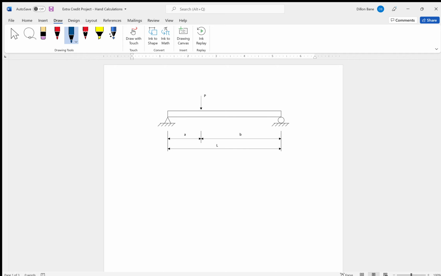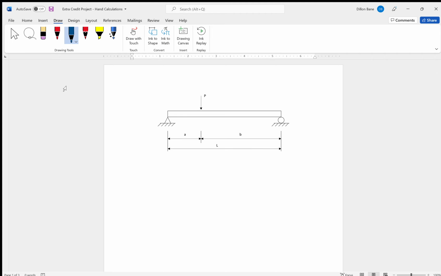Guys, so this is going to be our first video on our extra credit project. The purpose of the first video here is to show you how to do the hand calculations that you need to do to figure out all the different reactions and internal forces for each of the three beams. So basically what we're going to do is walk through beam number 1 together, and I want you guys to follow along with me.